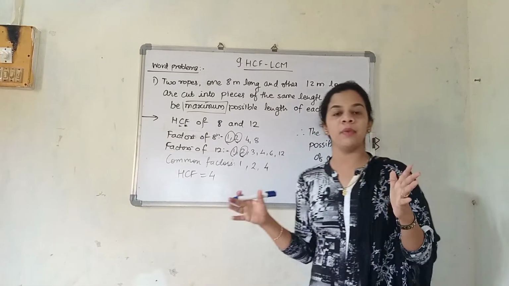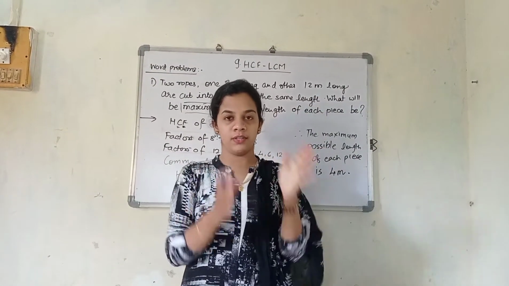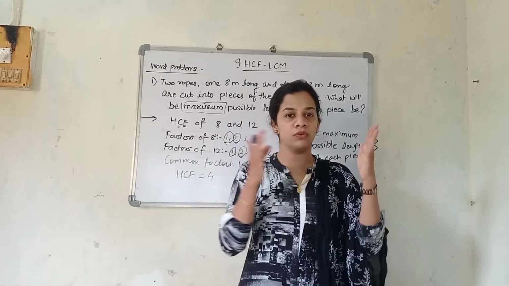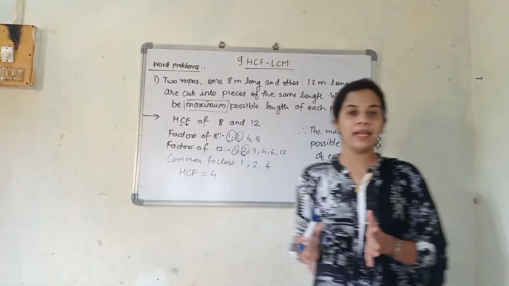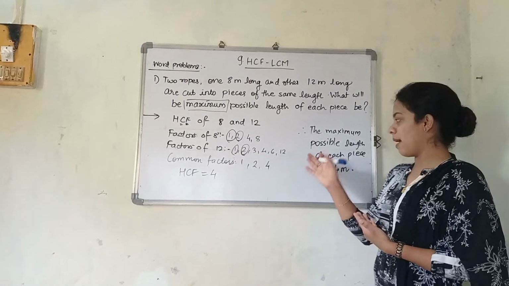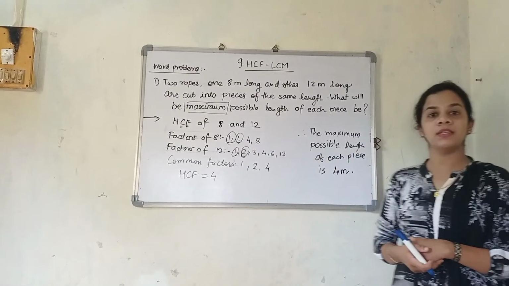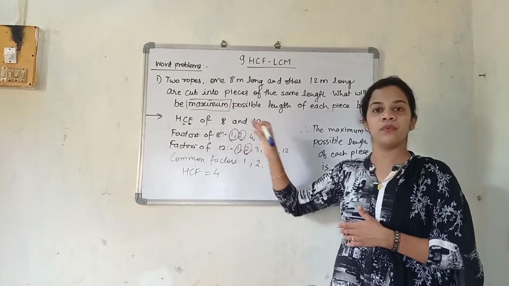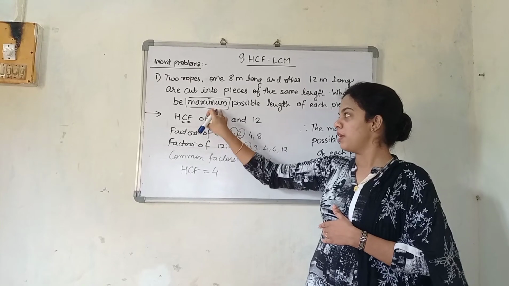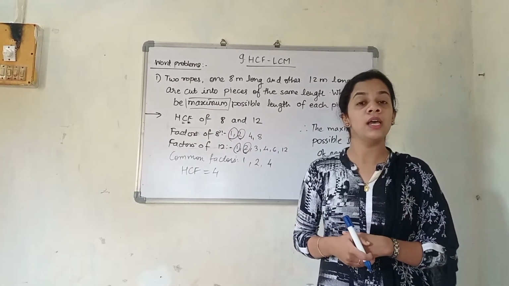If you cut that 8 meter rope into 2 pieces, that is 4, 4, and 12 meter rope also 4, 4, 4, you are going to get the proper length of each rope. Okay, so the maximum possible length of each piece is 4 meter. How have we understood this? By the word maximum, we are going to find out the HCF. If it was minimum, we are supposed to find out the LCM.